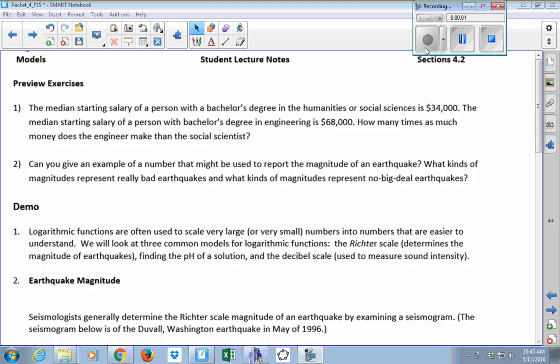I put a question like this in our preview activities, and it's just to remind you that we have two basic operations that we can use whenever we're comparing two quantities. One is through subtraction. You compare two quantities through subtraction, and the other is through division.